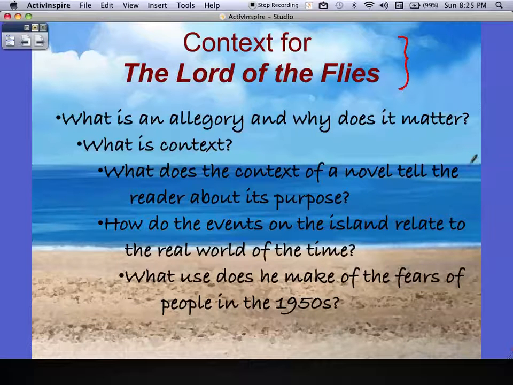We're going to talk about an allegory, what it is and why it matters. We're also going to talk about what context is. What do I mean when I talk about novel context? We're going to talk about why the novel context is important, and then we're going to talk about how some of the context that you're going to lay out, you're also going to find in the book as you read.